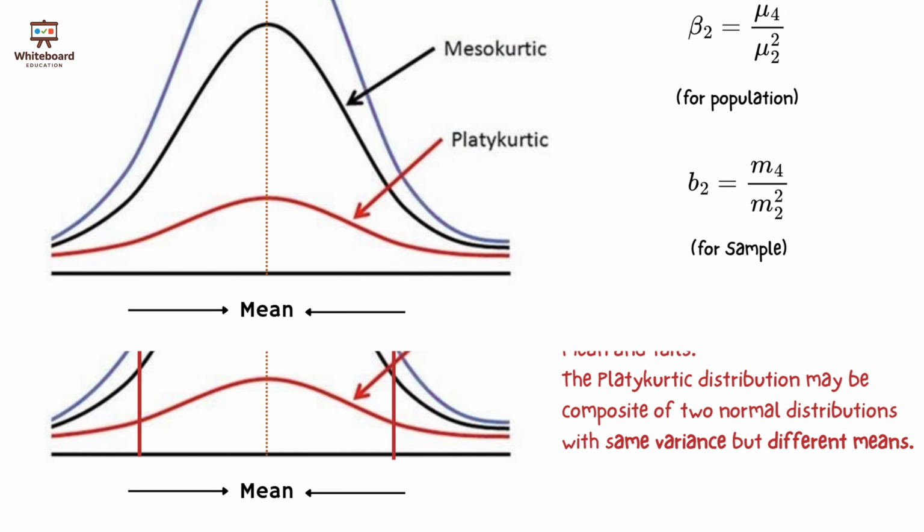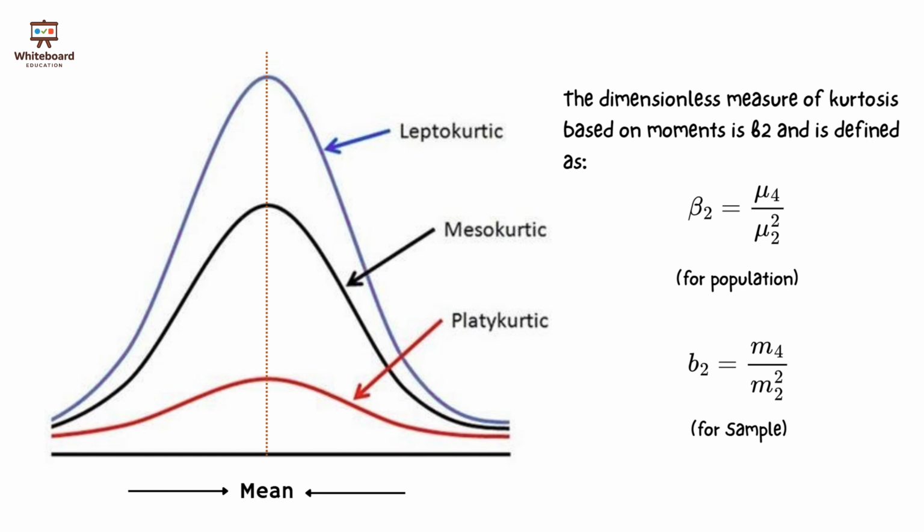So, now, the dimensionless measure of kurtosis based on moments is beta 2. And is defined as beta 2 equals to population moment 4 over moment 2 raised to the power 2. This is for population data. And for the estimate, we use the sample formula. B2 equals M4 over M2 raised to the power 2.